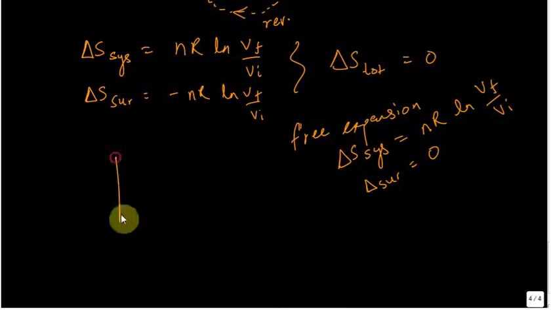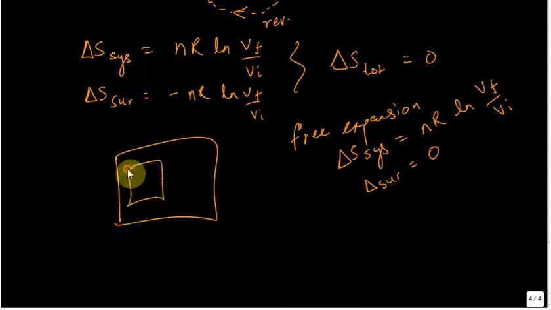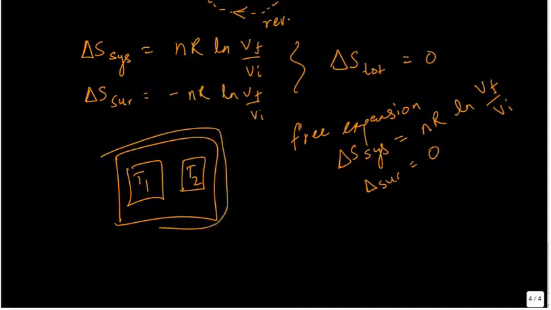So let's say we have this box. I have T1, I have T2. It's an all insulated box, okay, so there's no loss of heat. So what's the change in entropy?